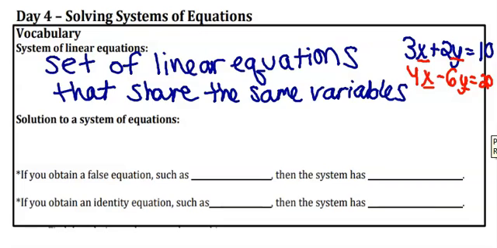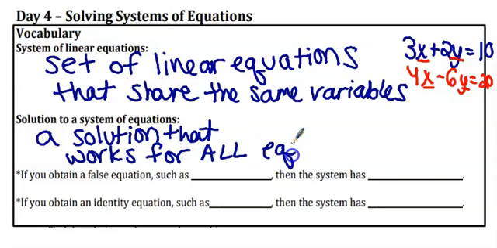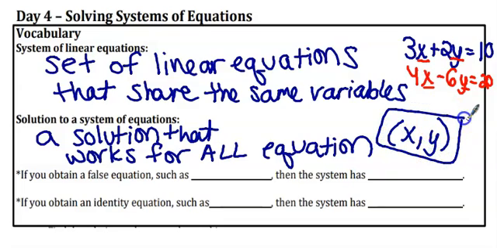A solution to a system would be a solution that works for all equations, for all linear equations. So it has to work for both of them. If we had x and y, it's the point where they connect. All right? Think about when you talk to your friends about what classes you have. What do you have third period compared to what I have third period? What if we both had the same third period? That would be our solution because we have that in common.